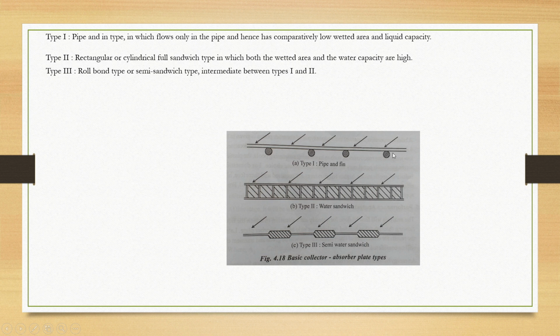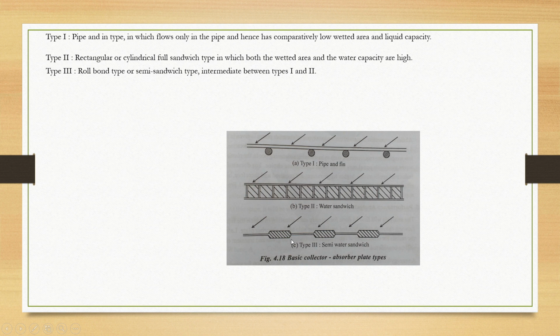Here is a representation of basic collector absorber plate types. First one is pipe and fin, where it flows only in the pipe, and it has a low wetted area and a low liquid capacity. This is the first type, which is pipe and fin. Next is a sandwich, that is a rectangular or cylindrical sandwich. As I said, it has a high wetted area, and it also has a high water capacity.